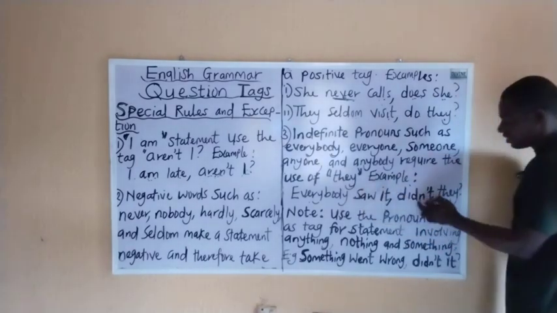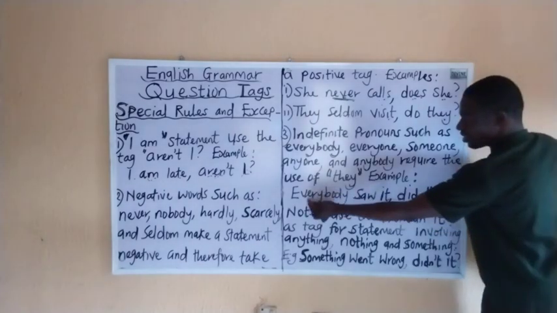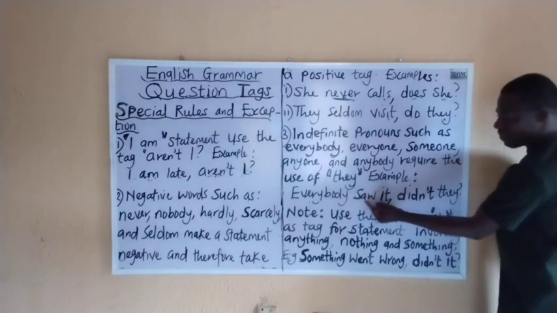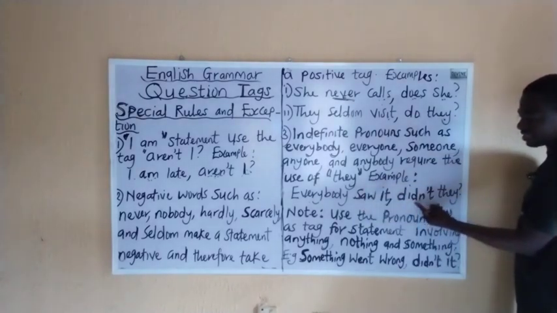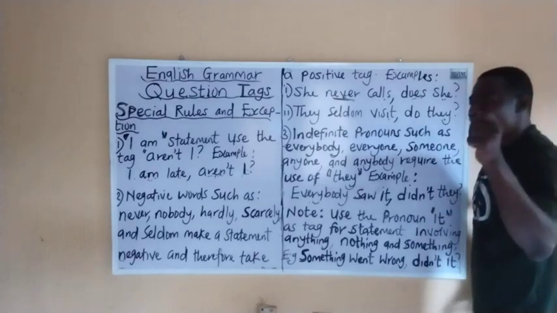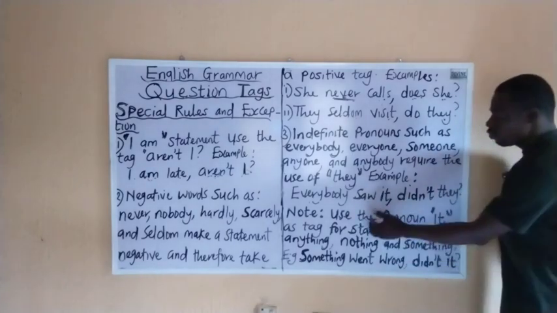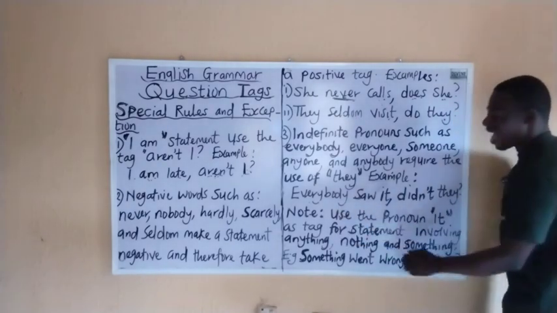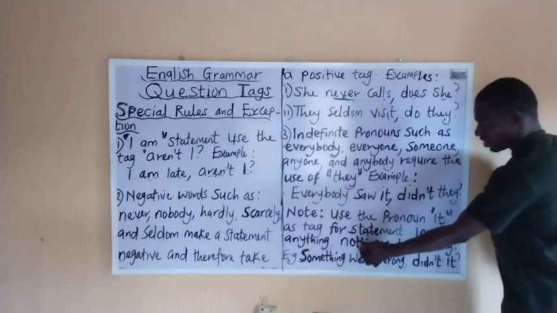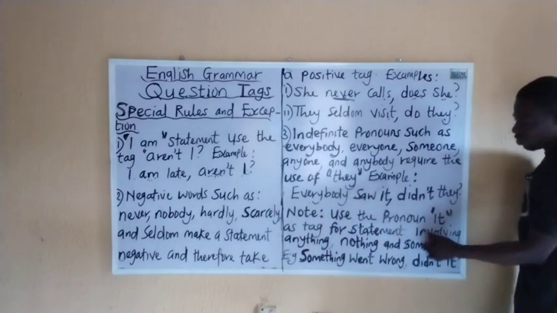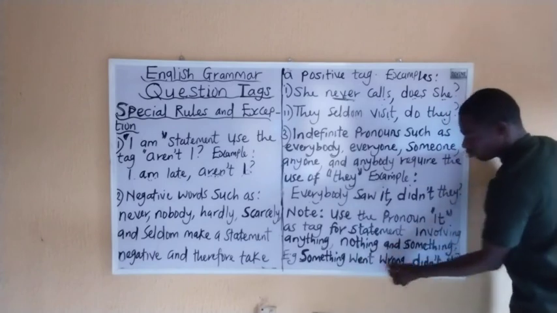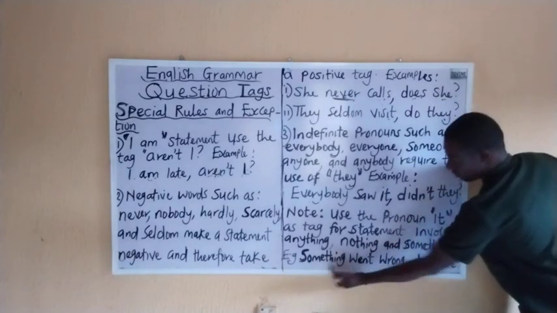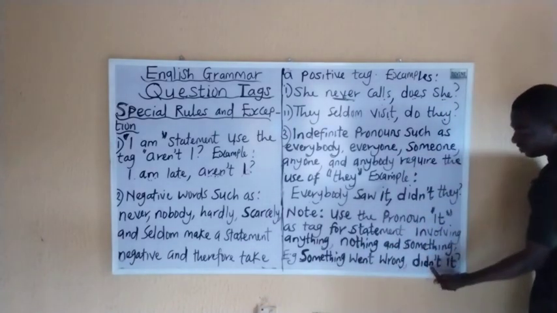Everybody saw it, didn't they? Okay, fine. Everybody here, we use the pronoun they. Then saw here is in the past tense, so we use what? Didn't. Then, however, which is an exception, we use the pronoun it for question tag statements that have anything, nothing, and something. So, example, something went wrong, didn't it? The it here is for something, while the went here is for didn't.